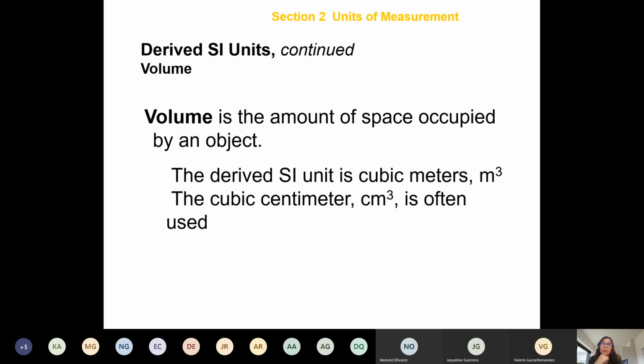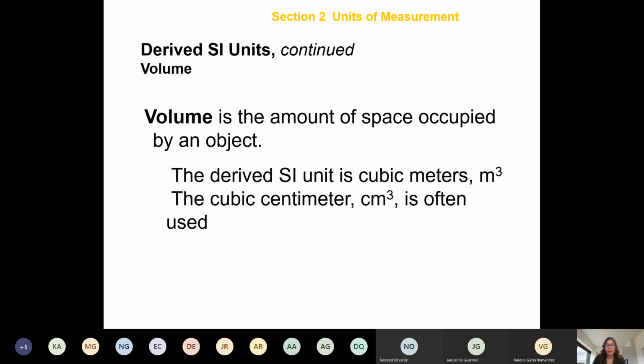Okay, let me pose the question differently. If we were face-to-face in class and I asked you to measure the volume of a specific amount of water, how would you do that? What instrument would you use to measure it? The beaker. A beaker, very good. Another instrument would be a graduated cylinder. So thank you, Nedved. So do we measure the volume of solids and liquids the same? No, we don't.